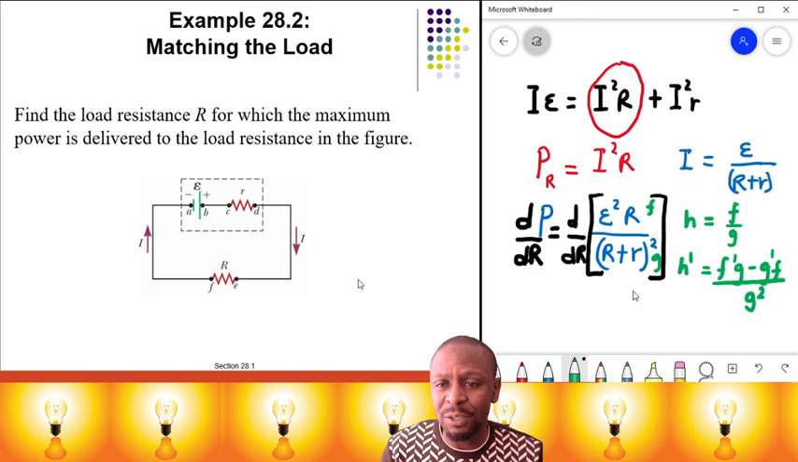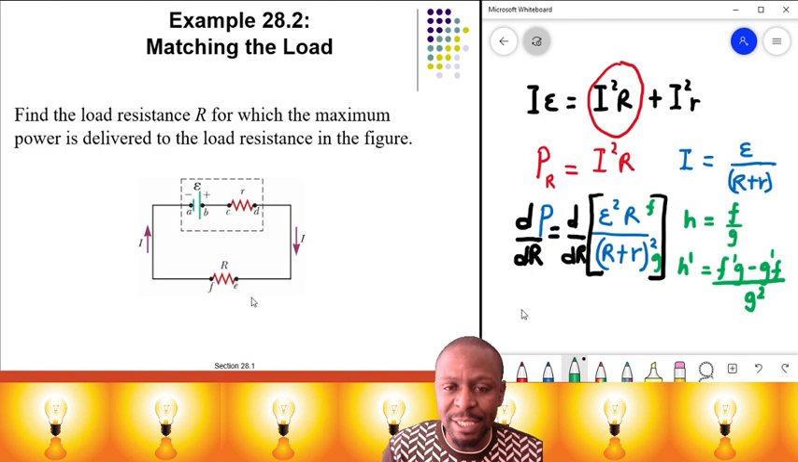Or else you can also use the product rule. If you want to use the product rule to differentiate that h, you will just have to write h in terms of f and g inverse. Now this is the product rule. The product rule is just given by f prime times g inverse plus g inverse prime times f.